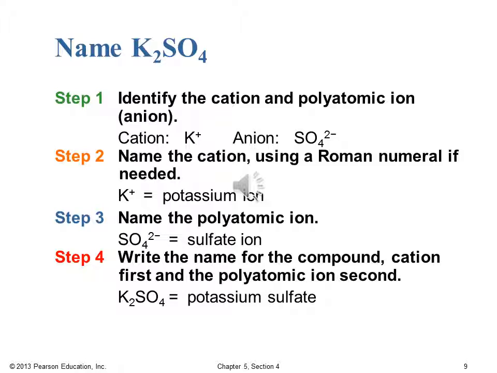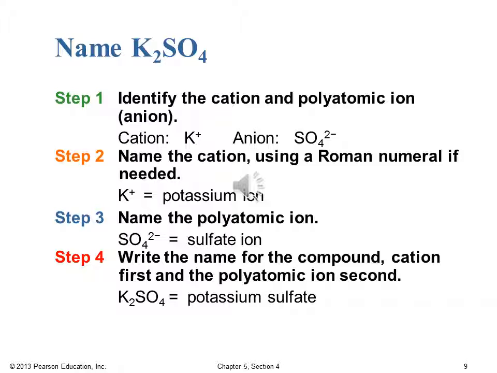Right? The potassium, as long as you know that that's a +1, that can help you with the charge, but that's not always going to be the case. So it's really critical that you memorize the charge as well as the formula and name for those polyatomics, the common polyatomics from our table. Step 2, name the cation using a Roman numeral if needed. Potassium's a group 1 or group 1A metal.